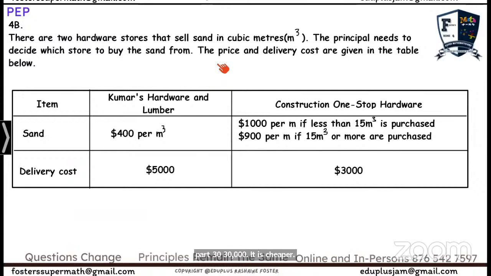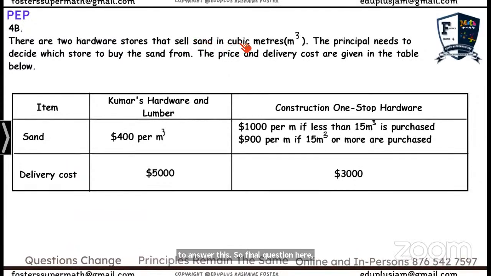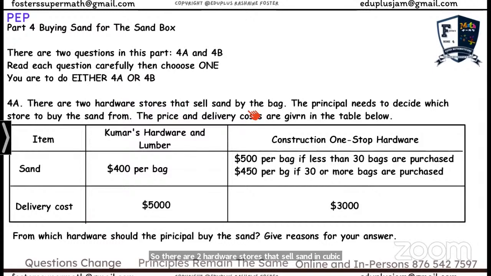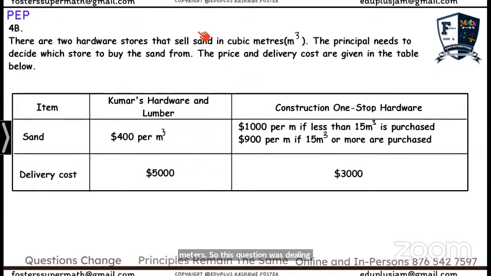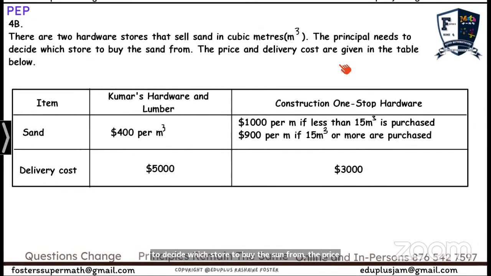So there are two hardware stores that sell sand in cubic meters. The first part of the question was talking about sand in bags, but this one now is sand in cubic meters. The principal needs to decide which store to buy the sand from. The price and delivery cost are given in the table below. And of course, the question is the same: from which hardware should the principal buy the sand? Give your reason. So again, I'm giving you a little time to figure this one out.